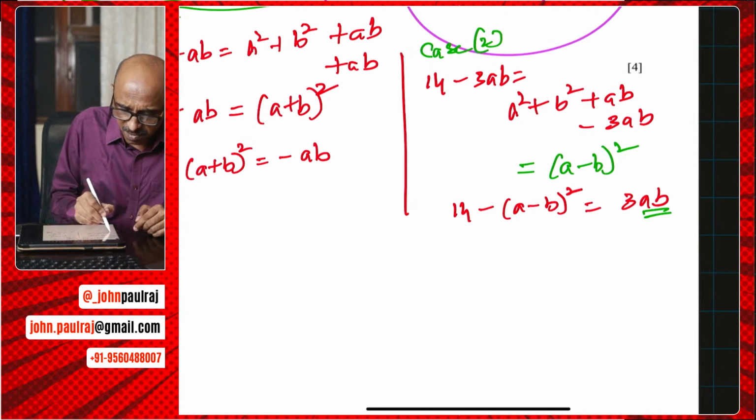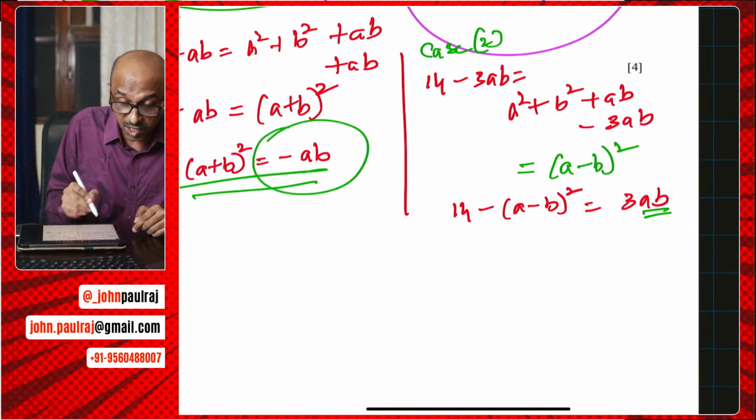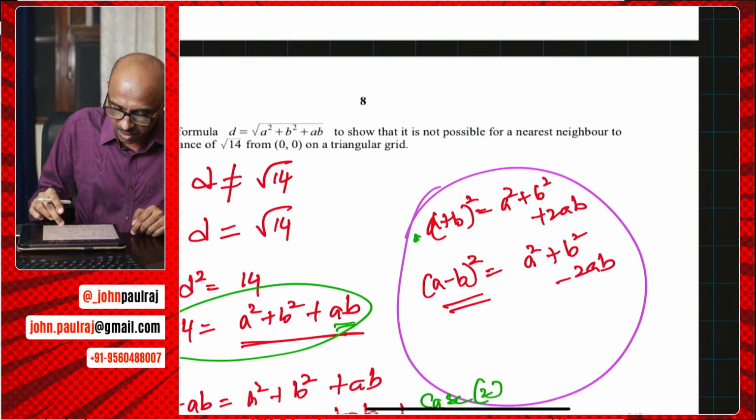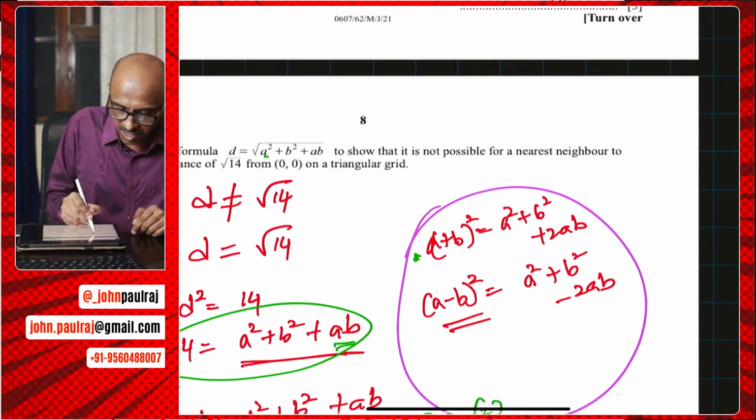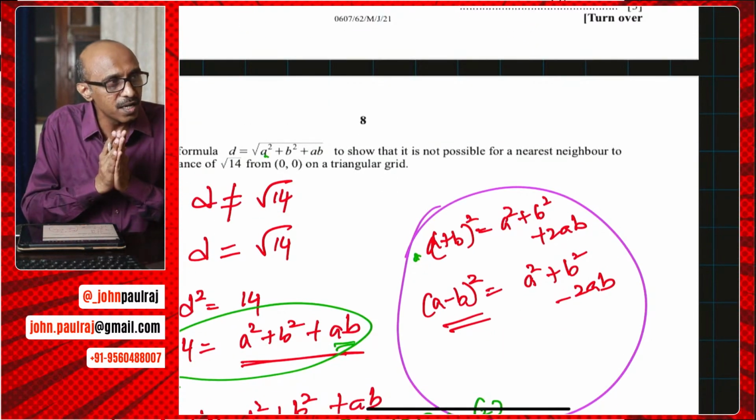Here we can't say much with this, but we can look at the choices for a and b. Remember they are the coordinates, right? Remember they are coordinates.